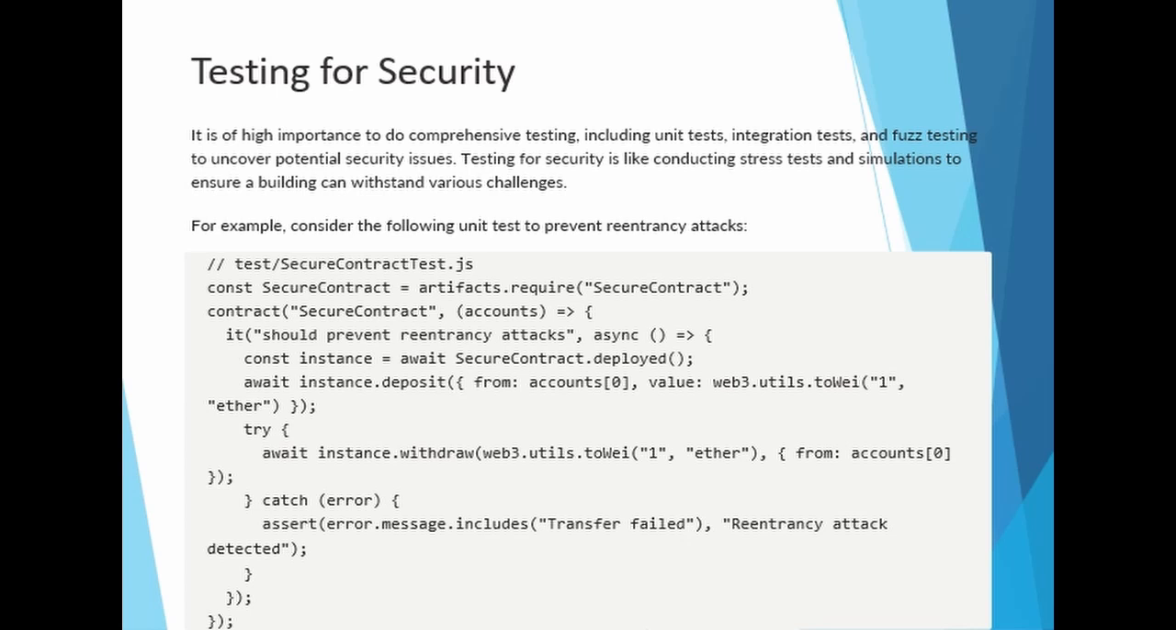If an error occurs, which is expected if the contract successfully prevents a reentrancy, the catch block checks if the error message includes "transfer failed". The assert statement ensures that the error message matches the expected one, indicating that a reentrancy attack was prevented.